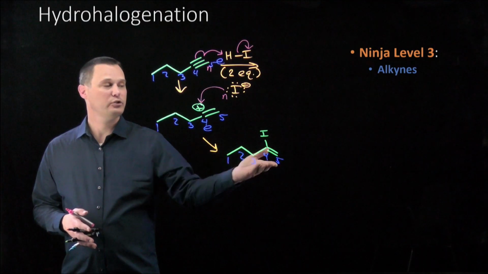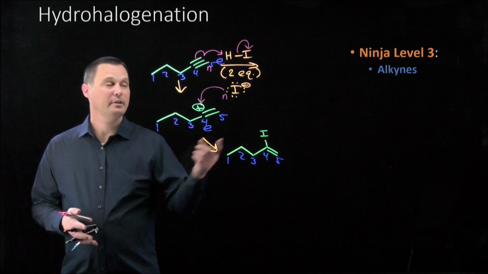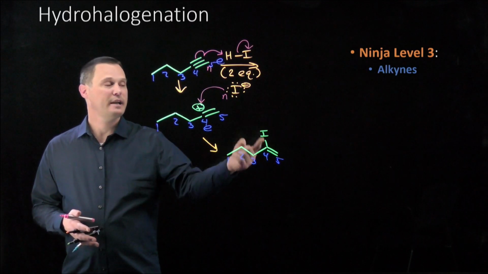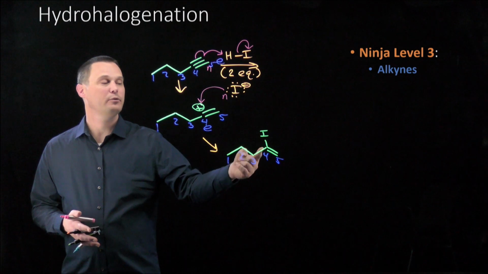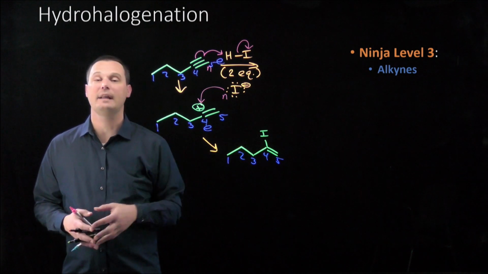Resonance. No, I can't draw any resonance contributors for this intermediate. And finally, reversible. Is this step reversible? Typically, I- can leave just fine from an intermediate. It is a great leaving group. However, it is attached to an sp2 hybridized carbon, number 4. We can't have leaving groups leave from sp2 hybridized carbon. So no, this step is not practically reversible.